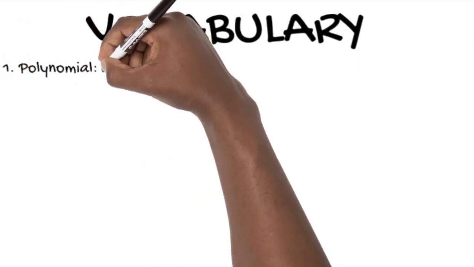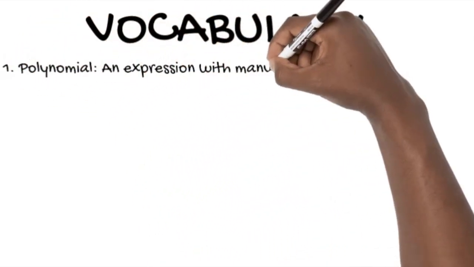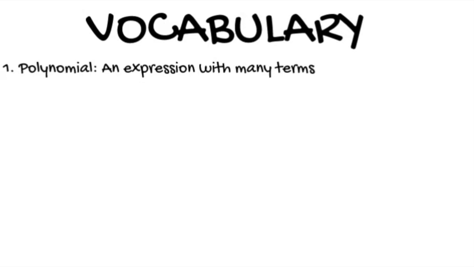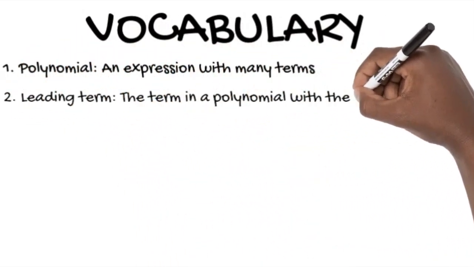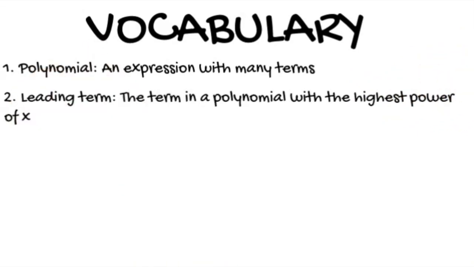We're going to need to define some words before we get into the worksheet. So the first word is polynomial. It's an expression with many terms. Poly means many, and nomial, I guess, just means terms. Second word we're going to be defining is a leading term. The leading term is the term in a polynomial with the highest power of x. It normally comes first when your polynomial is written in standard form.